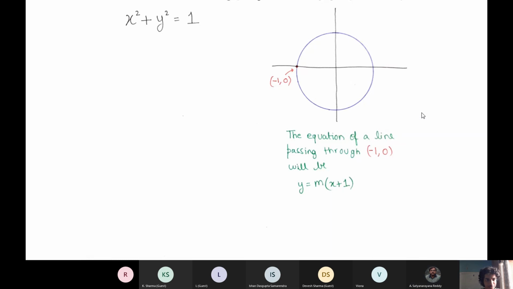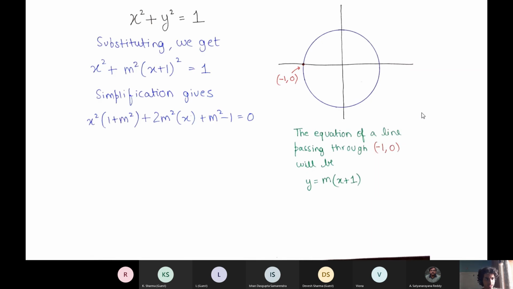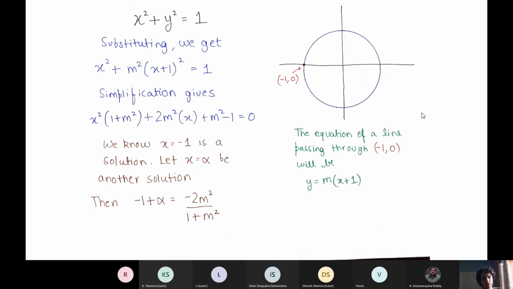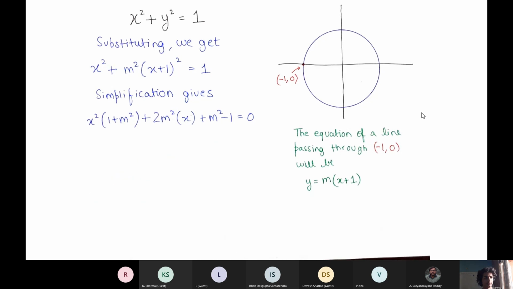So what we do is we just substitute it and we get the second intersection point. We get this equation and we just solve for x. Most of you know this, right? We would have two solutions for x. One of the solutions we know is x = -1, and we know that the sum of the solutions is related to the coefficients in some way. Can anyone tell what that relation is?